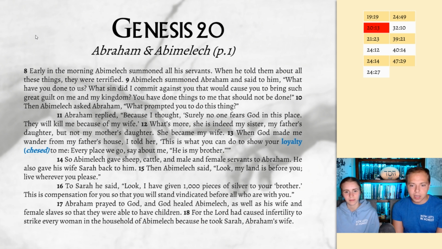Abimelech summoned Abraham and said to him, what have you done to us? What sin did I commit against you that would cause you to bring such great guilt upon me and my kingdom? Once again, this is all leading up to the word Hesed, right? And so Abraham is doing the bad form of Hesed. Like Abimelech is saying, I'm innocent. Yes, I'm innocent of this.